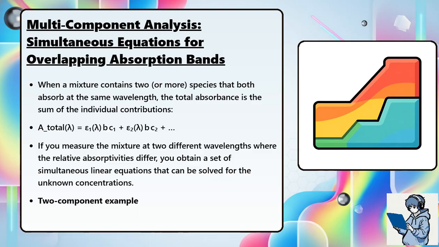2-component example. Suppose species X and Y both absorb at 400 nanometers and 450 nanometers.